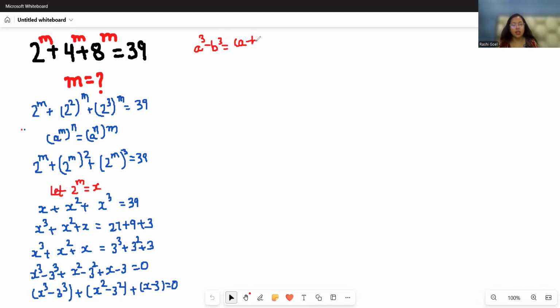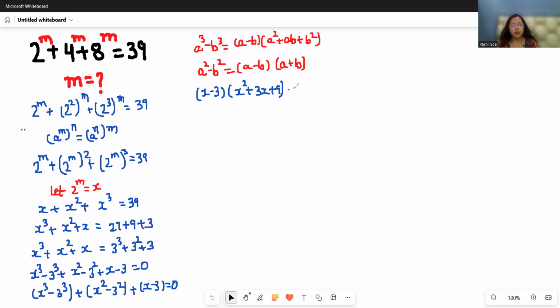which is equal to a minus b times a square plus ab plus b square, and another identity a square minus b square, which is equal to a minus b times a plus b. So here x minus 3 times x square plus 3x plus 9, plus x minus 3 times x plus 3, and what is left, plus x minus 3 equals 0.